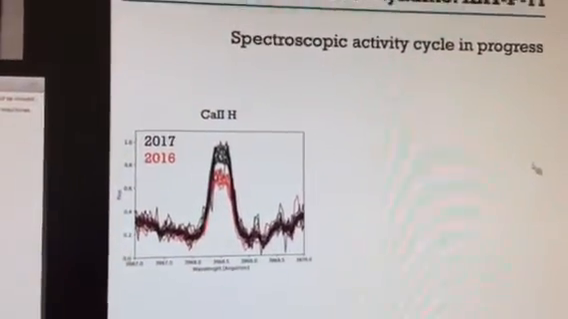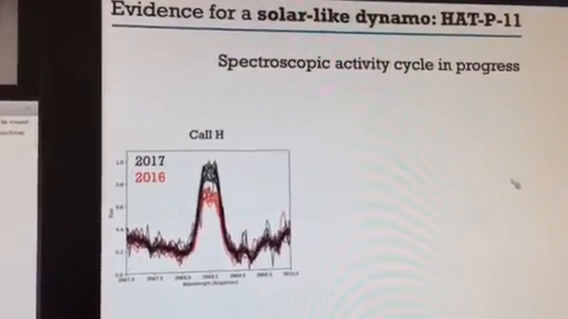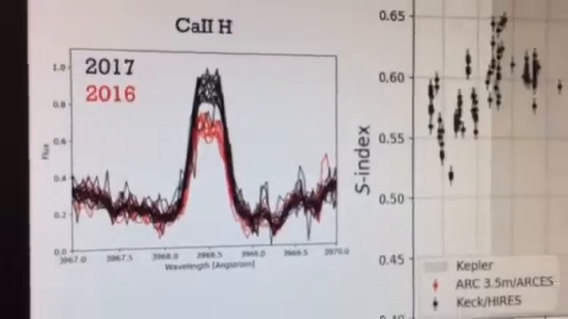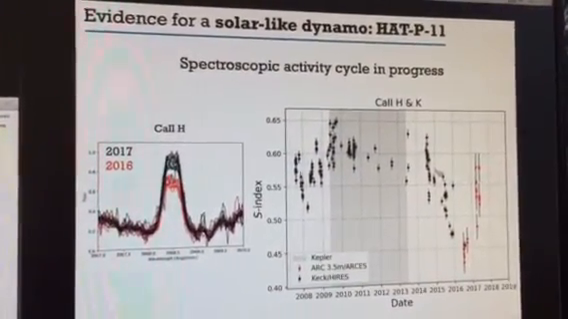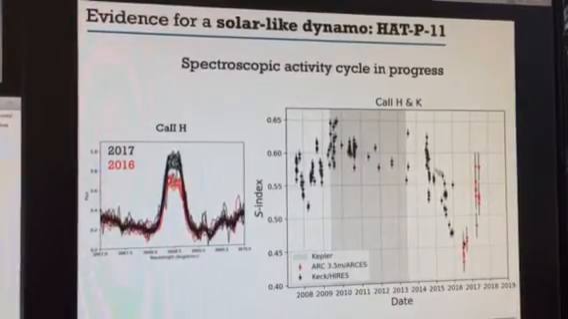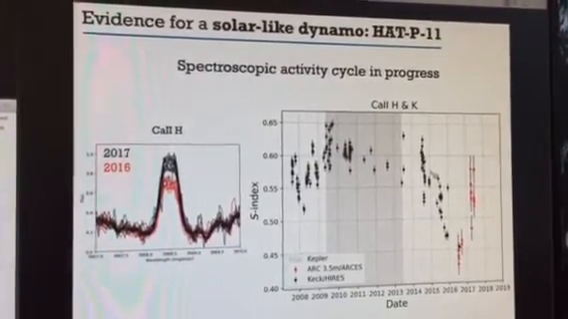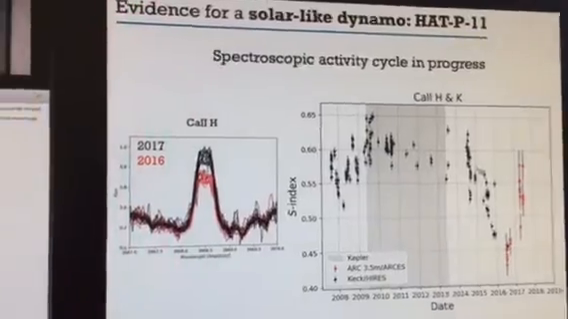But we are measuring calcium H and K emission. And so I've been collecting spectra at Apache Point Observatory and combining them with Keck HIRES spectra to take a look and see how the activity is varying with time. And we haven't quite seen an entire activity cycle yet. We're approaching 10 years of observations, but we're not quite there. So we're waiting to get to that magic number of 11 to actually compare to the sun and see if we have a similar cycle.